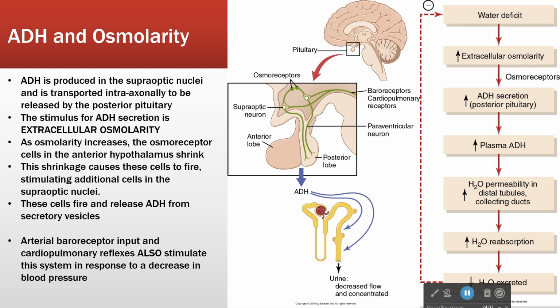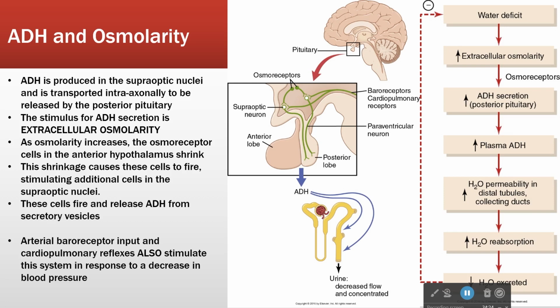ADH is our primary, not on this page. ADH is our primary thirst hormone. So when we are thirsty, the reason we are thirsty is because our osmolarity is creeping up, right? So we drink, that adds water to the system and corrects it.